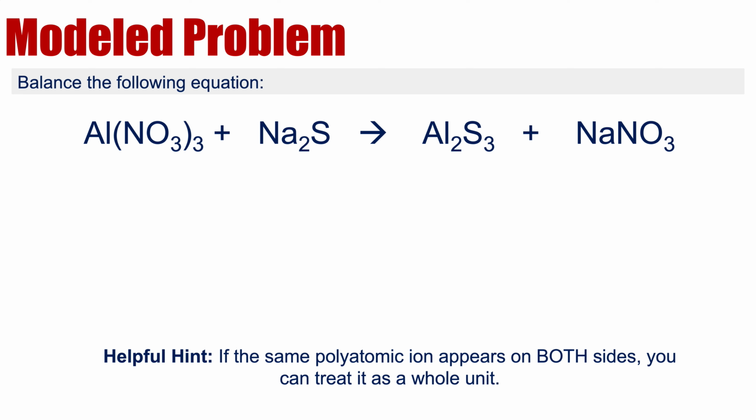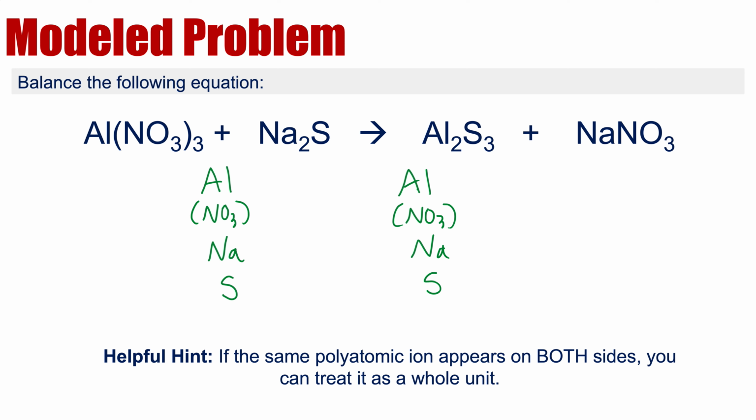So normally when we did the inventory, we broke it down by individual element. But what we're going to do is keep that polyatomic ion as a whole unit. So I have aluminum, I have nitrate, I have sodium, I have sulfur. On the product side, I'm going to have those same exact things. So I didn't break nitrate down into nitrogen and oxygen. I left it as a whole unit. It appears on both sides. So I go through and I do my inventory. I have 1, 3, 2, 1.